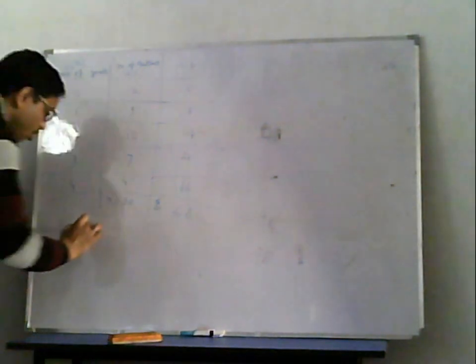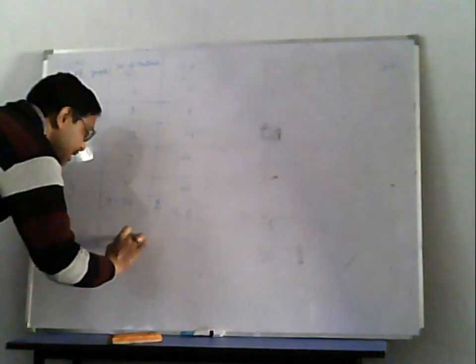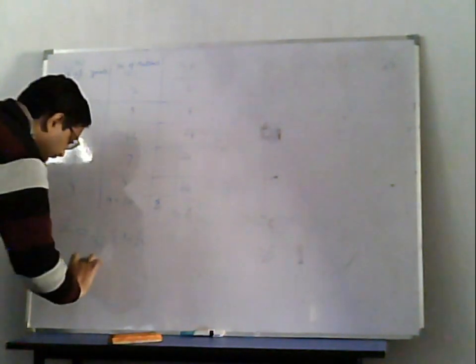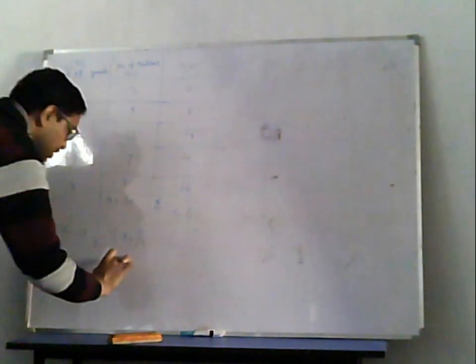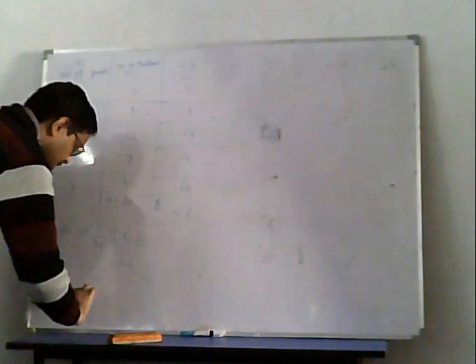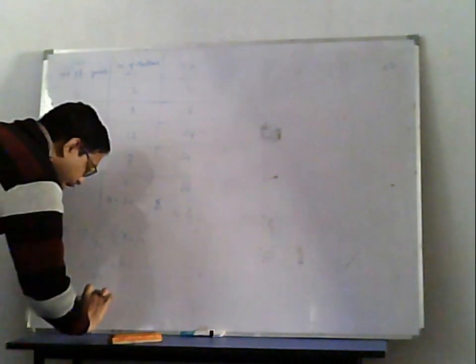Okay. Now mean, that is x bar. X bar equal to 1 by capital N into sum over xi into fi. That is 1 by 30 into 66. If we calculate it, that is 2.2. So mean is 2.2. Clear?